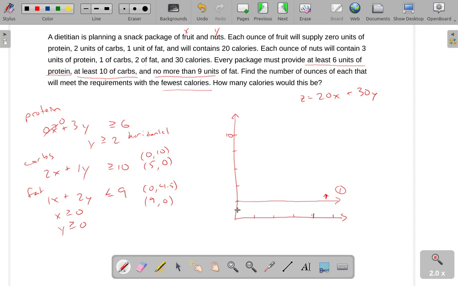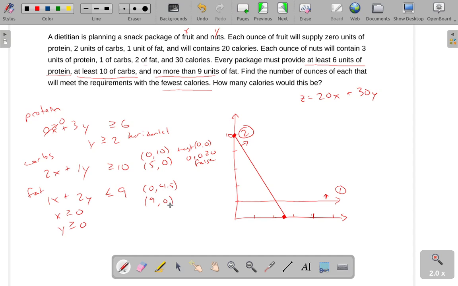Alright, 0, 10 is the intercept of the next line. I'll go 5, 0, which is over here, and draw that line in, so we get this. Let's test the origin here, 0, 0. 0 plus 0 is not greater than 10. Go figure, if we don't have any fruit or any nuts, we're not going to have enough carbs to meet this requirement, so we want to shade away from the origin here.